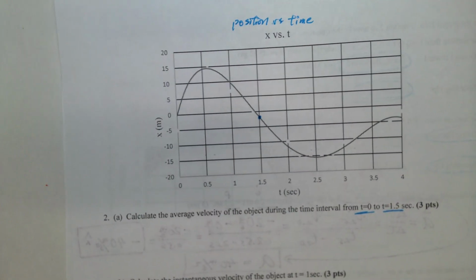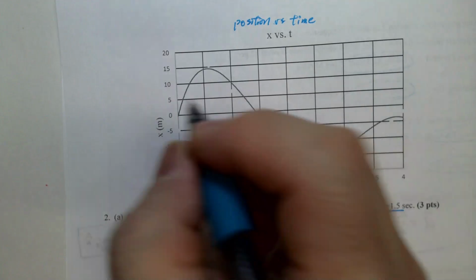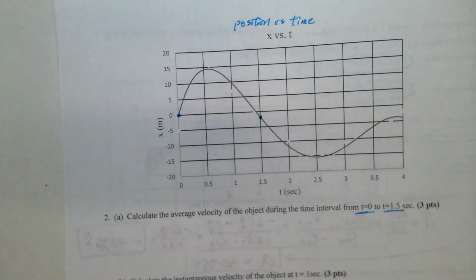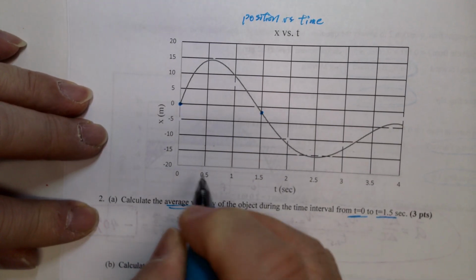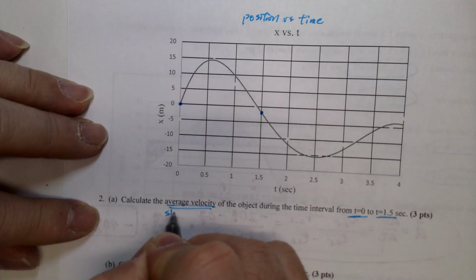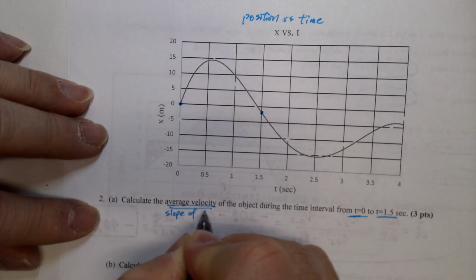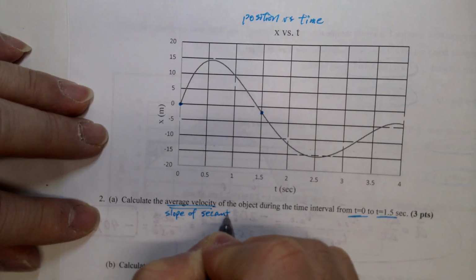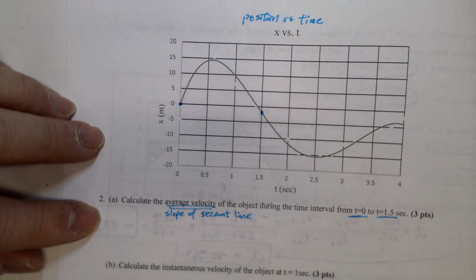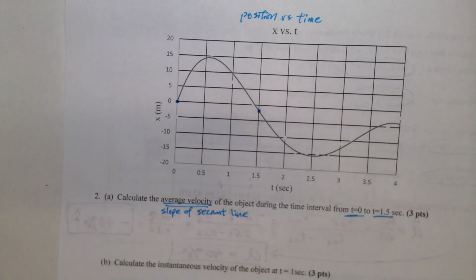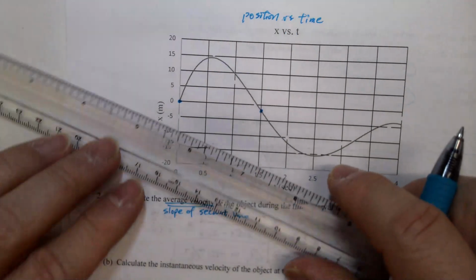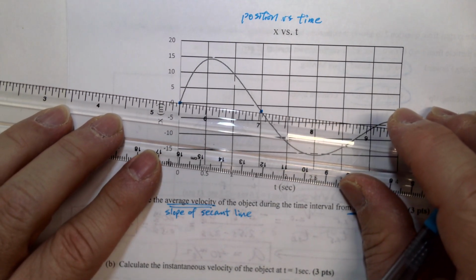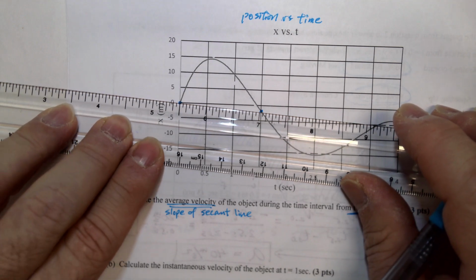So how do you find average velocity? You look for the slope of the secant line, right? Slope of secant line. Therefore, you do this.